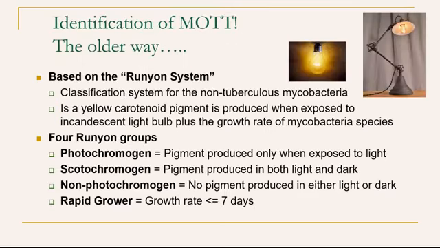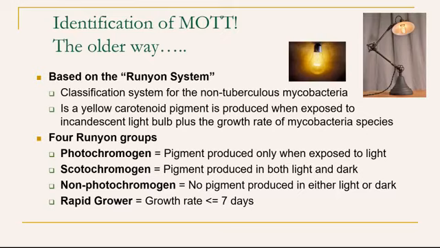So let's first start with identification of MOT, or the non-tuberculous mycobacteria, and let's look at the older way that used to be used, because sometimes these older ways might be relevant. It was based on what was called the Runyon system. This was a classification system that was only for the non-tuberculous mycobacteria. It does not include MTB complex.